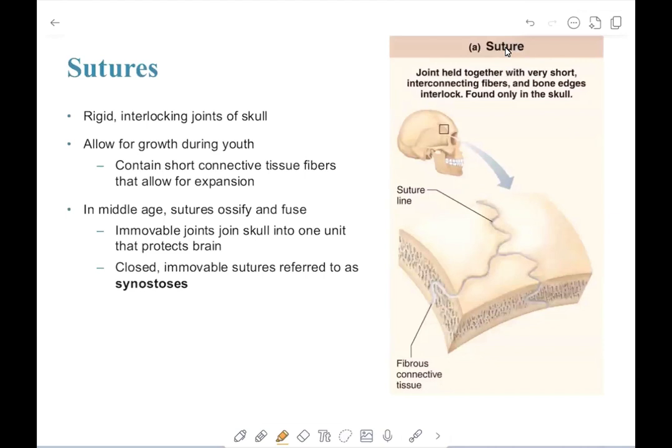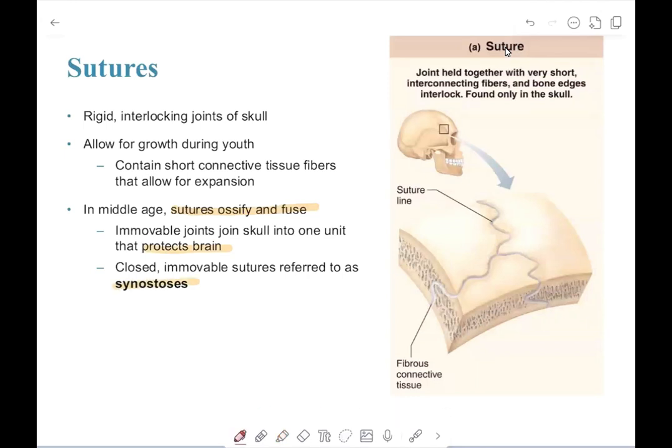A suture is a rigid interlocking joint of the skull. You learned some sutures in a previous chapter. It allows growth during youth, and it has short connective tissue fibers that allow for expansion. But by the time we reach middle age, these sutures ossify and fuse into one complete bone. So it's an immovable joint that is one unit that protects the brain. And when it's immovable at middle age, it's referred to as a synostosis.